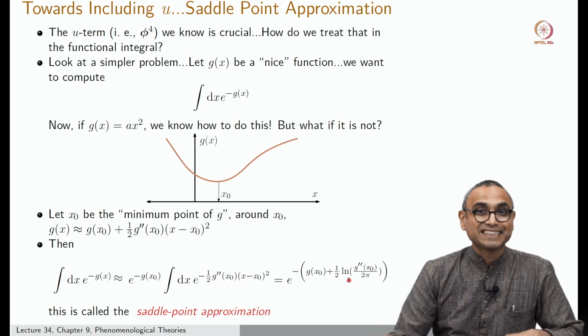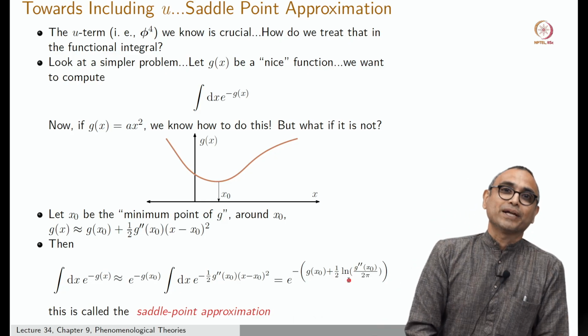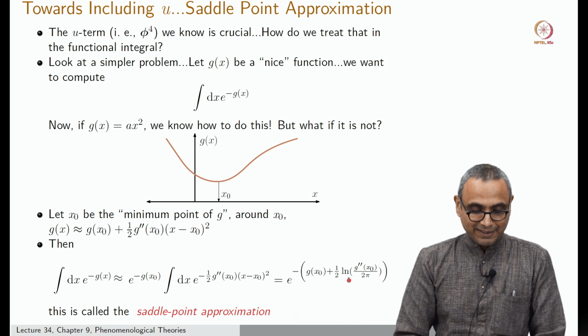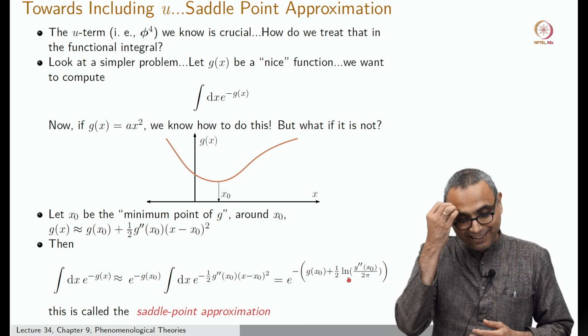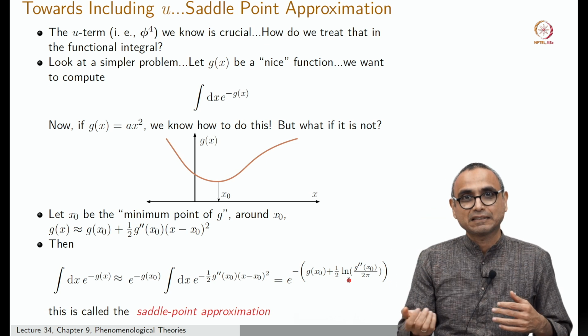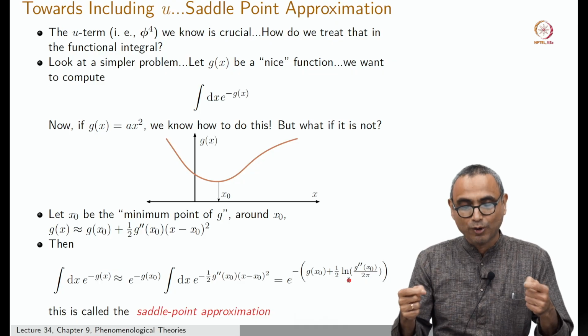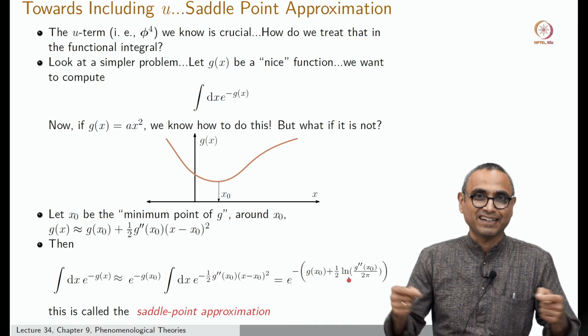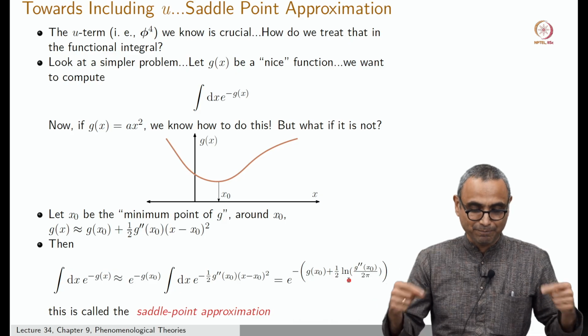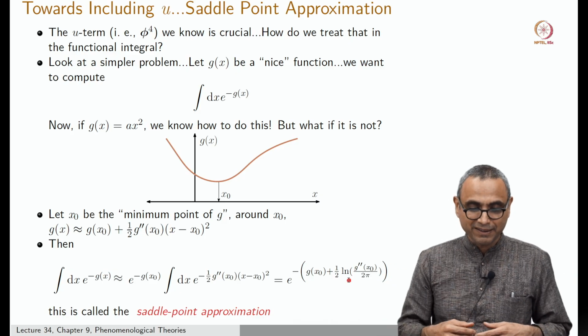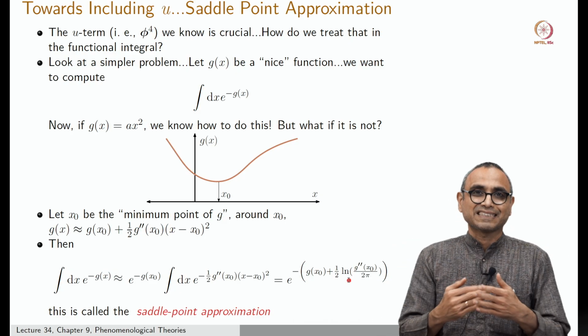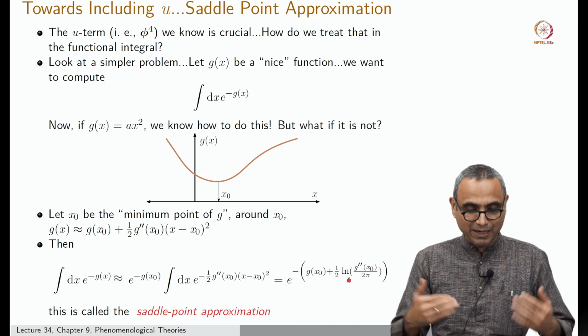And this is the saddle point approximation. It is a way of finding integrals of exponentials of functions by going around the minima of those functions, looking at some excursions about the minima, approximating this like a parabola around the minima, and evaluating it.